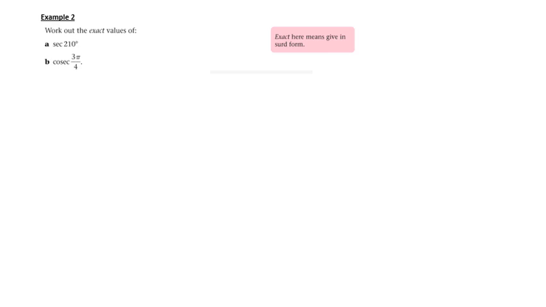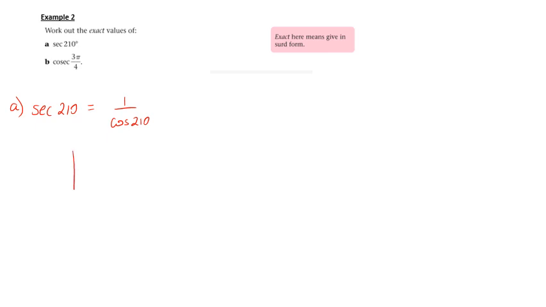So here are some examples from the booklet, page 17. I'm going to go through these handwritten solutions. So we're going to try and work out the exact value of sec of 210. We're going to try and do it without using a calculator. So first of all, I'm going to think about what I know about sec 210. Well, I know that sec is the reciprocal of cos. So if I can work out cos of 210, then I can just do its reciprocal and I'll know sec of 210.